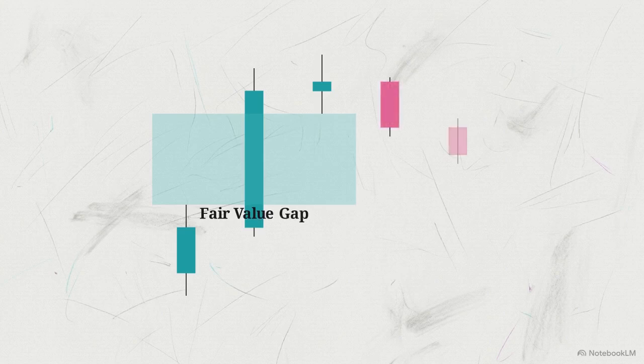Now we look for a fair value gap, or FVG. When a massive breakout candle forms, it can leave a structural gap between the wicks of the candles on either side. This area represents a price imbalance. Rather than chasing the breakout candle, we wait for the price to pull back and fill that imbalance.